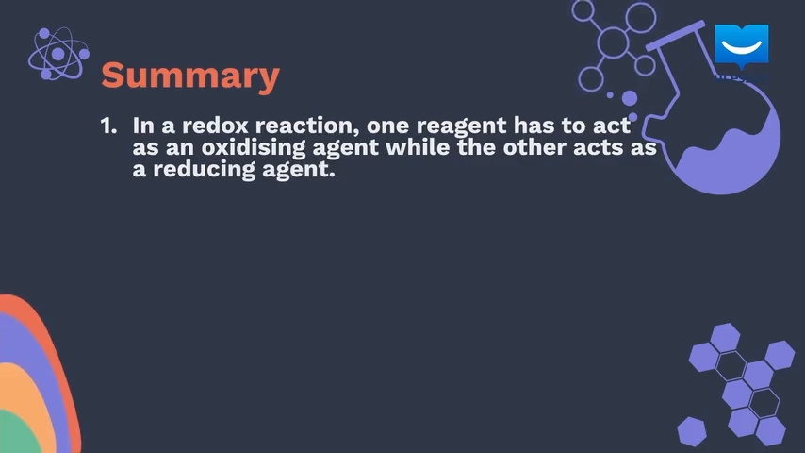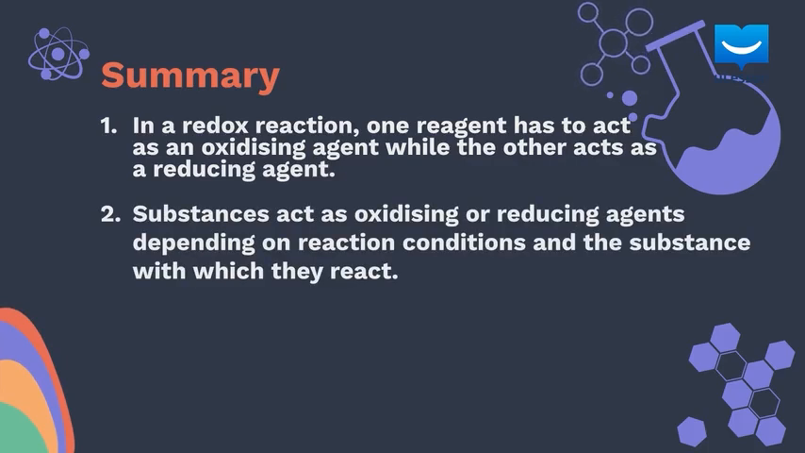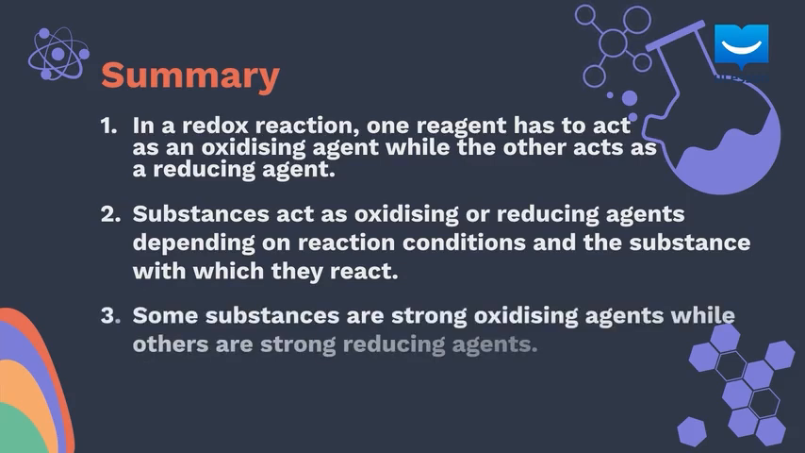In a redox reaction, one reagent has to act as an oxidizing agent while the other acts as a reducing agent. Substances act as oxidizing or reducing agents depending on the reaction conditions and the substance with which they react. Some substances are strong oxidizing agents, while others are strong reducing agents.